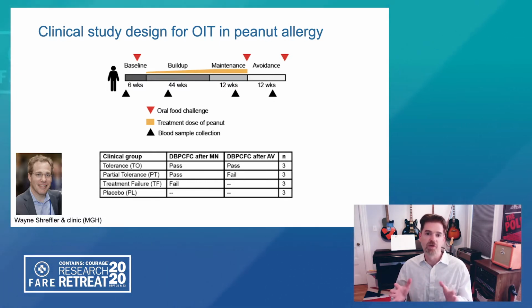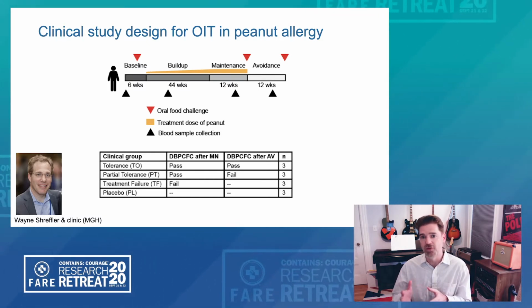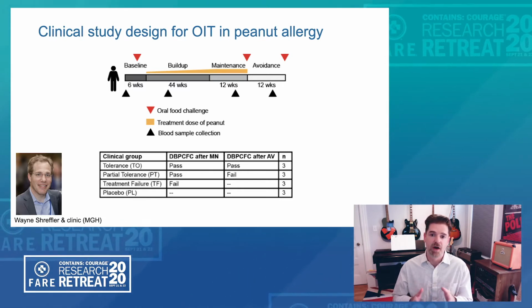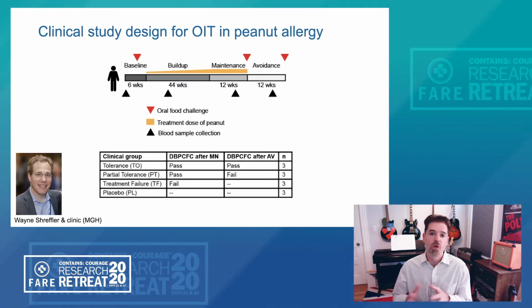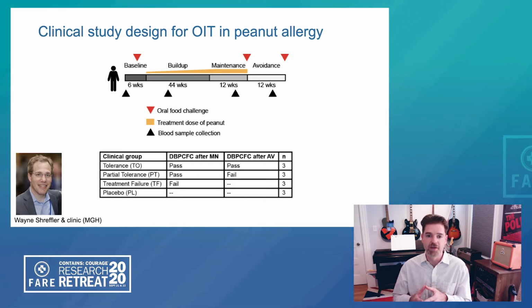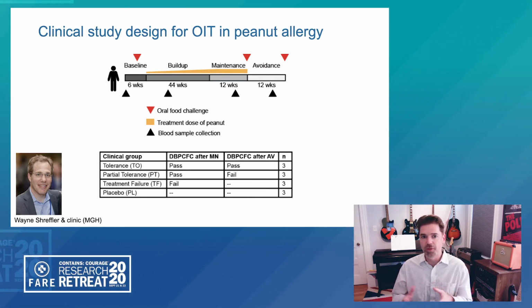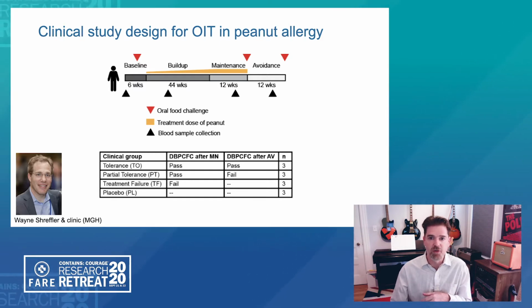And from this, there are 4 potential outcomes. You can be fully tolerant through both of these 2 oral food challenges at the end and pass. You might have developed the ability to pass the food challenge after the maintenance period, but not after the avoidance period, or you may fail entirely after the buildup and maintenance phase, as well as placebo groups who are participating. And so for this particular study, we have 12 patients, 3 in each of these different categories, that we've looked at by single-cell sequencing.